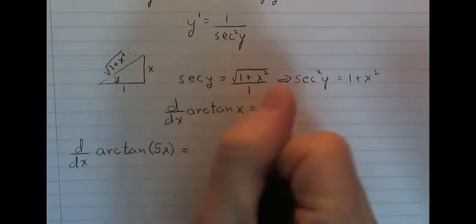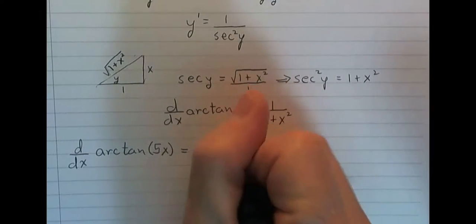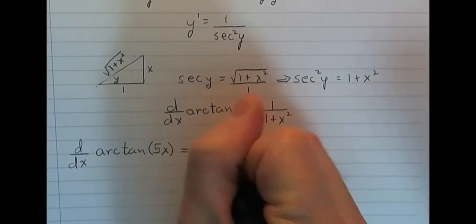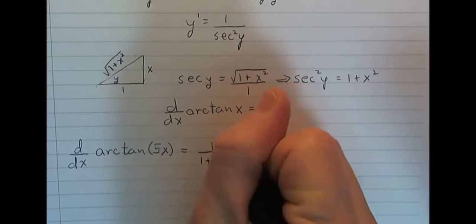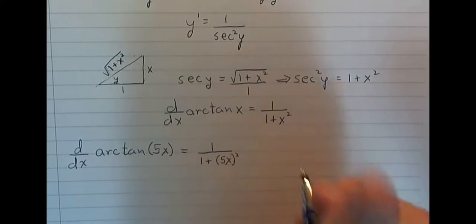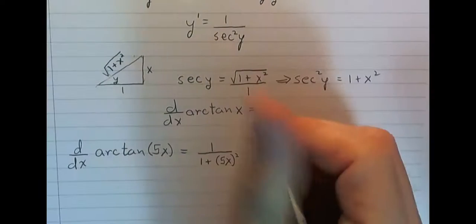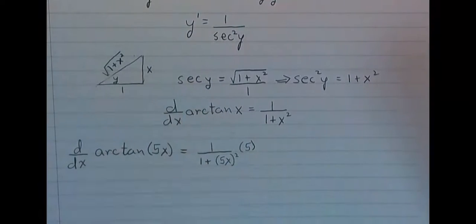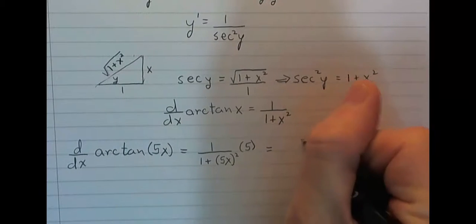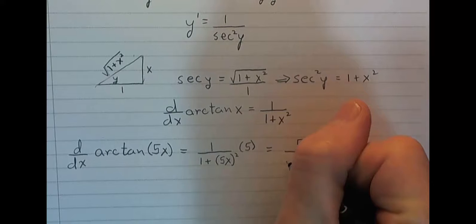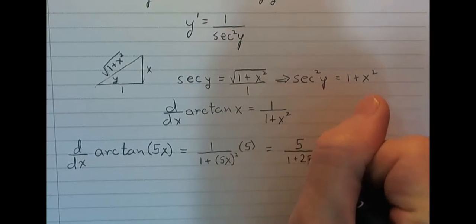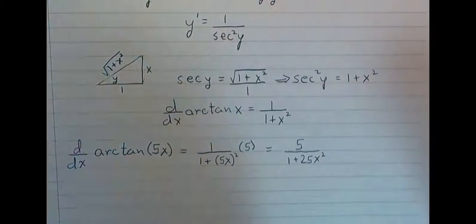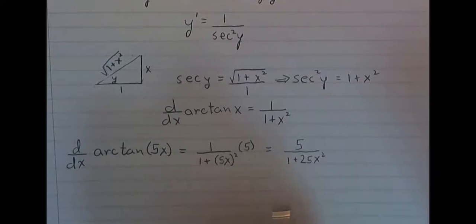So we just go back to this formula here. We've got 1 over 1 plus, not x squared, but 5x squared. And we use the chain rule. We have to use the chain rule. So this is times 5, the derivative of 5x. So what we have then is 5 over 1 plus 25x squared. There it is. So there's the derivative.